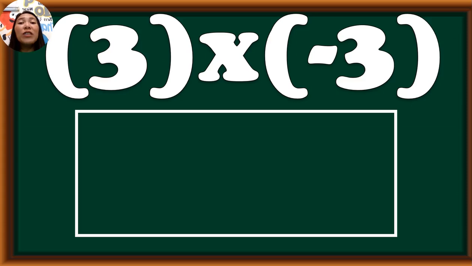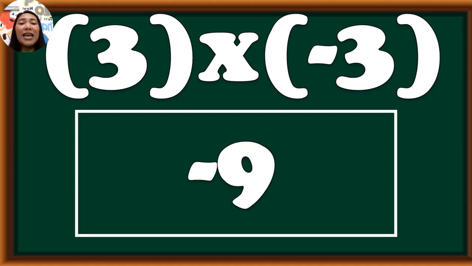Here, we have different signs. The first one is positive and the second one is negative. Therefore, they are unlike sign. And if we have unlike sign, the answer is negative. So, positive 3 times negative 3 is negative 9.